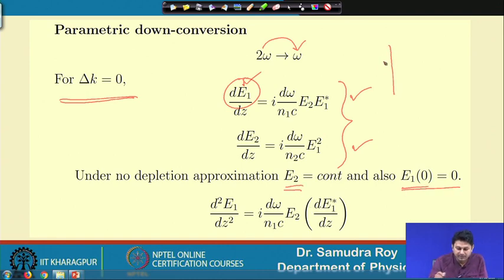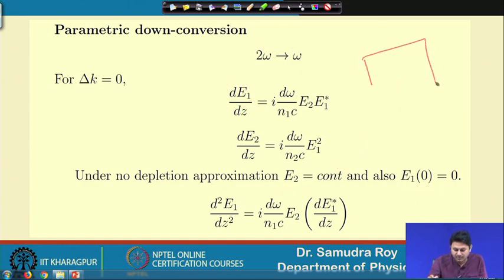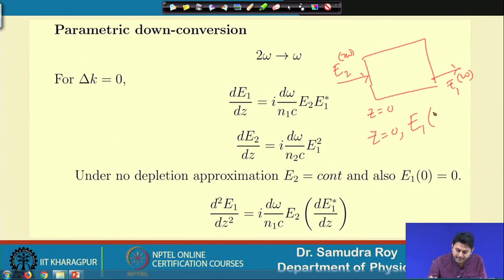So, what is going on here? If I draw a picture, it should be something like this. This is E 2 with frequency 2 omega, and we try to generate here E 1 with frequency omega. The question is, is it really possible to generate? This is at z equal to 0. At z equal to 0, there is no wave of frequency omega, so this quantity has to be 0. This is our boundary condition. Fine. So, two conditions we consider: one is E 2 is constant and another is E 1 at 0 is 0.